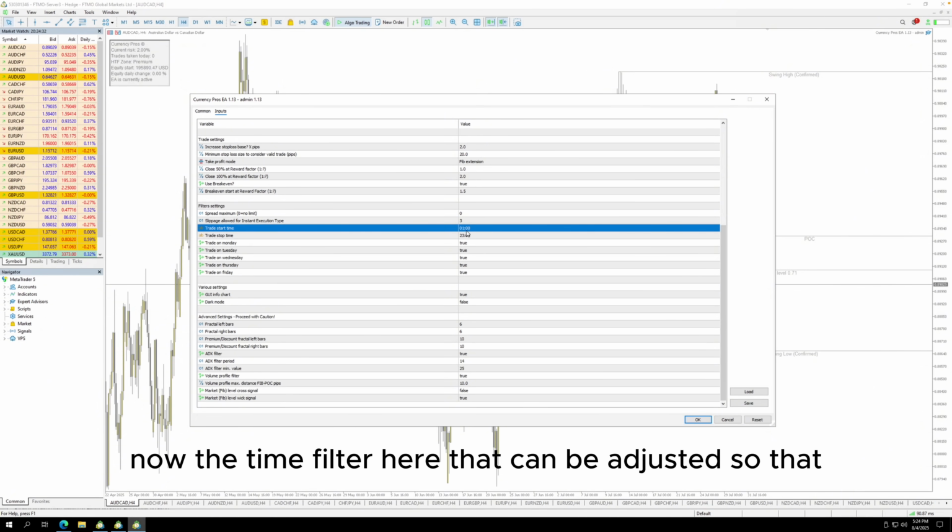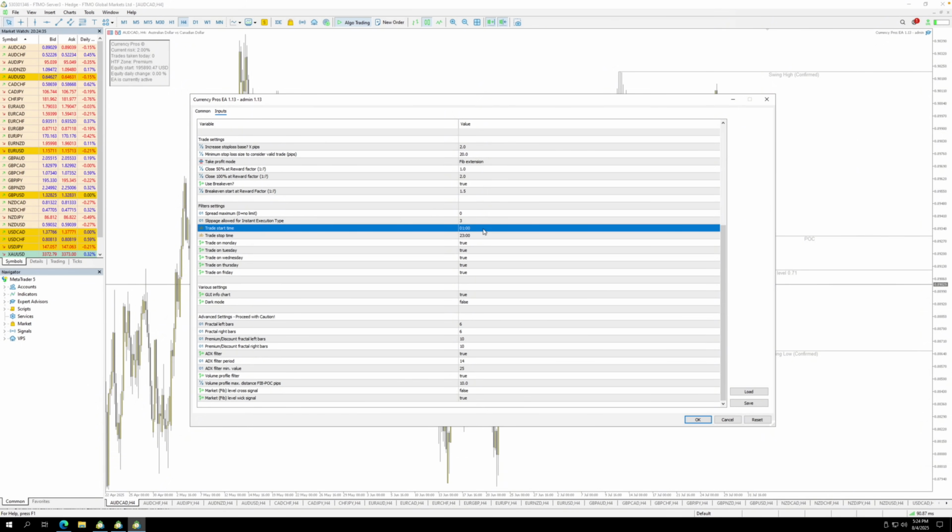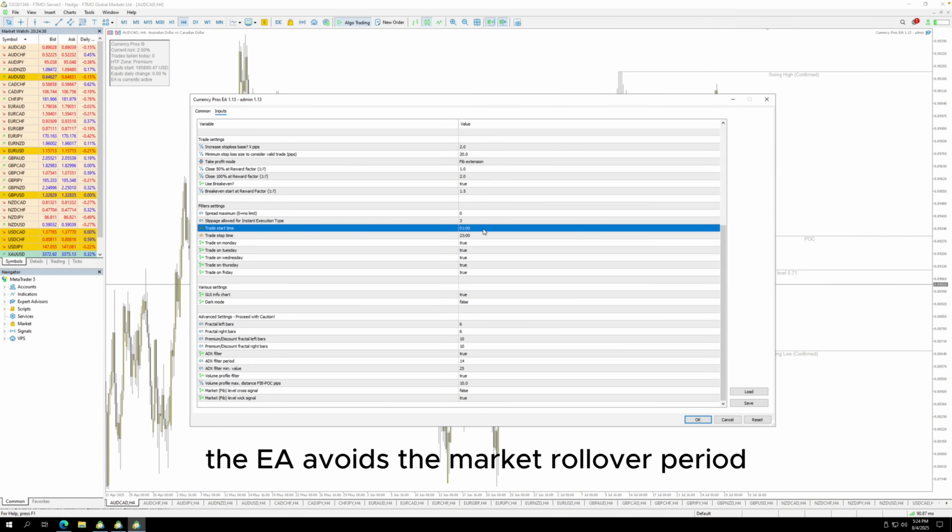Now, the time filter here, that can be adjusted so that the EA avoids the market rollover period or avoids the market open at the start of a new trading week. So you can customize these to your liking.